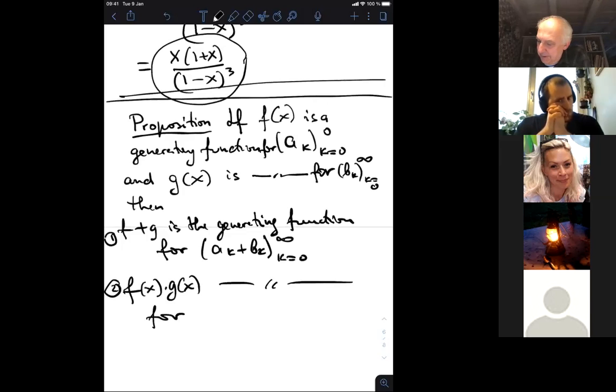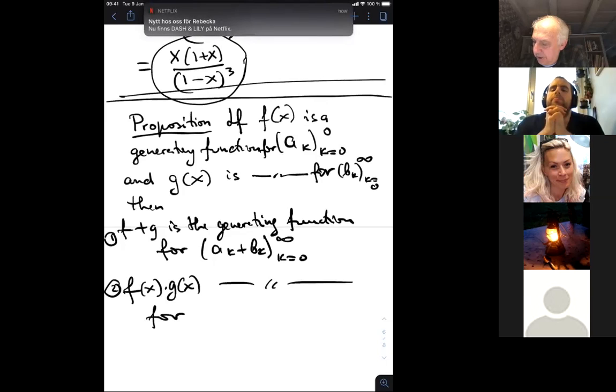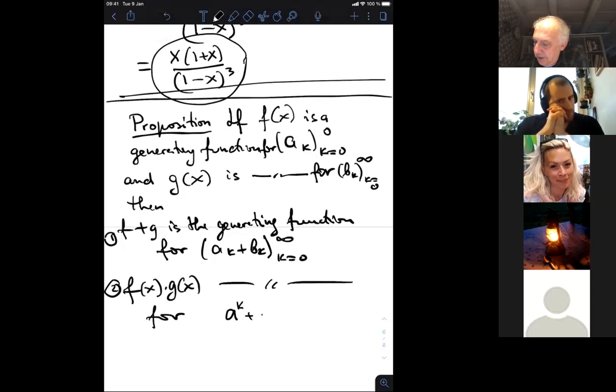Okay, so for the kth coefficient, let me write the kth coefficient in the product. So we'll get a_k times b_0 plus a_(k-1) times b_1, and so on, up to a_0 times b_k.